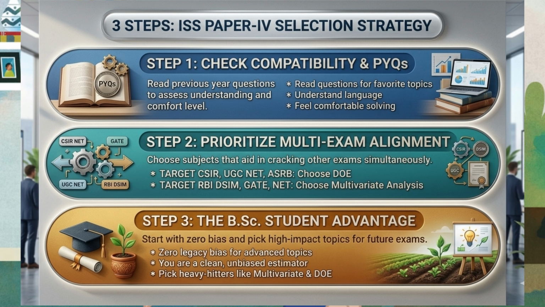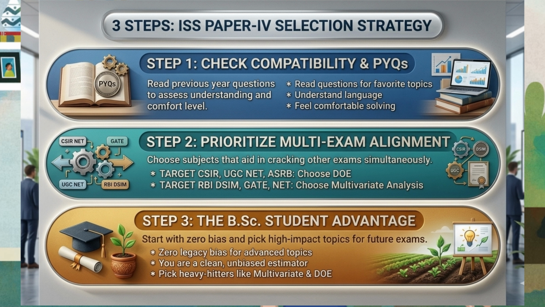Step 3. The bachelor student advantage. So if you only have a bachelor's degree, do not panic about advanced topics like multivariate. Since you have to read everything completely afresh, you have zero legacy bias. You are starting with a completely unbiased and clean estimator. So pick heavy hitters like multivariate and DOE. They offer massive overlap with other national exams, giving you a wider safety net for your career.